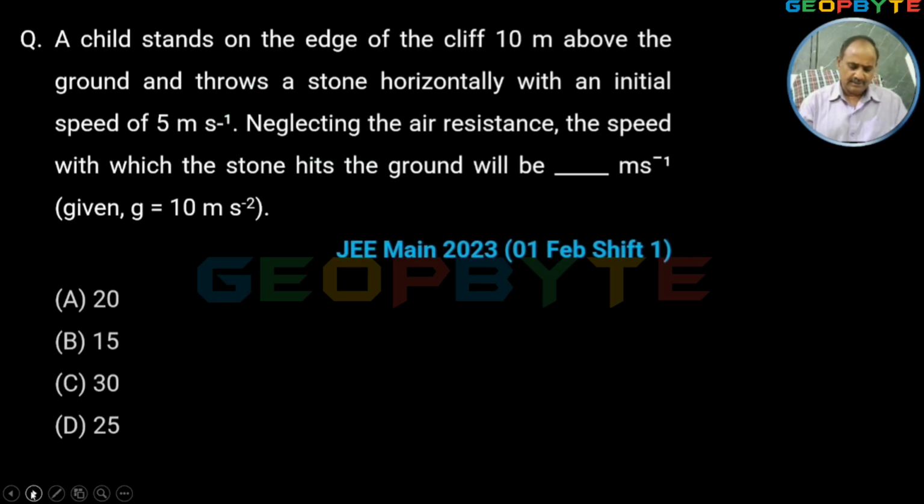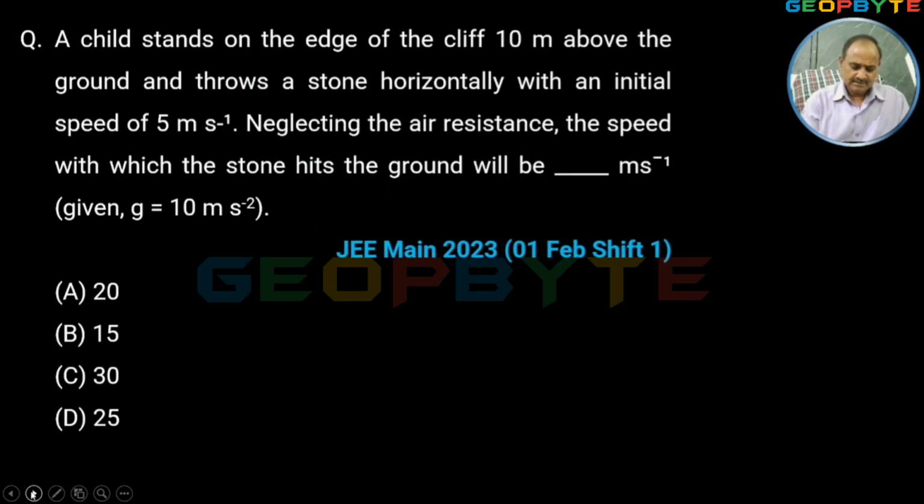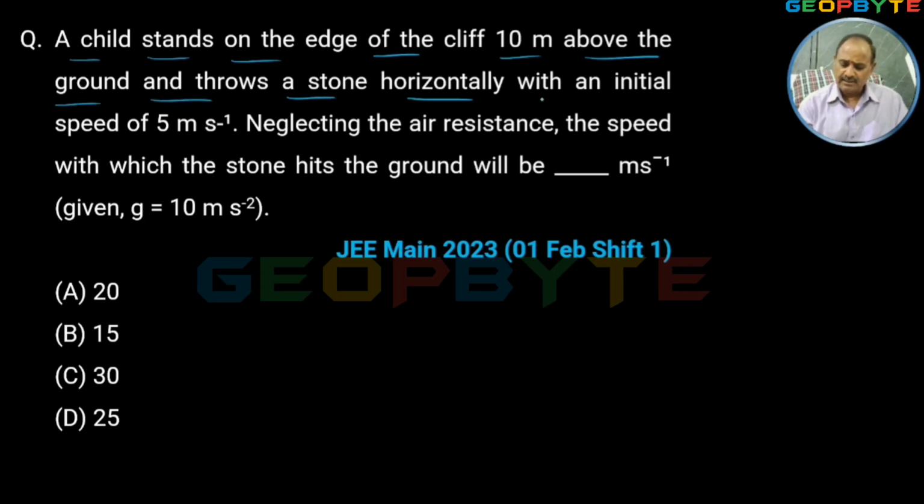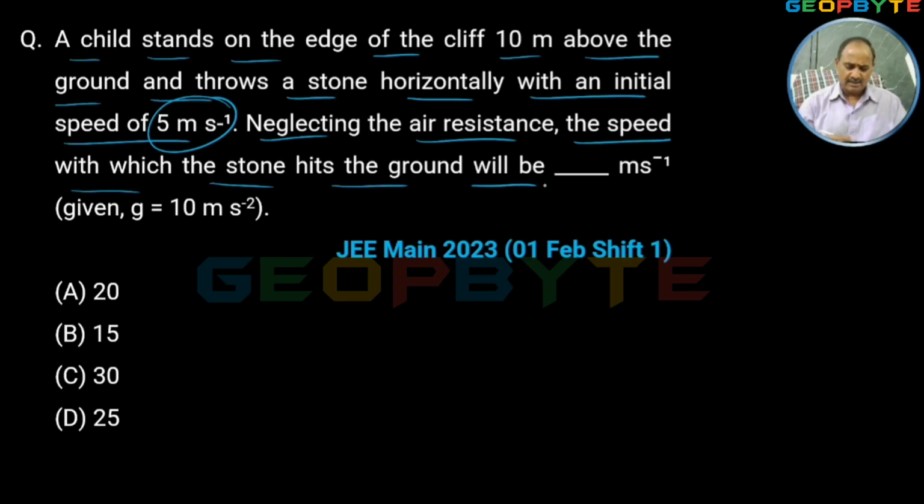Try to read it clearly. It is asking like this. A child stands on the edge of the cliff 10 meters above the ground and throws a stone horizontally with an initial speed 5 meters per second. Neglecting the air resistance, the speed with which the stone hits the ground will be in meter per second.